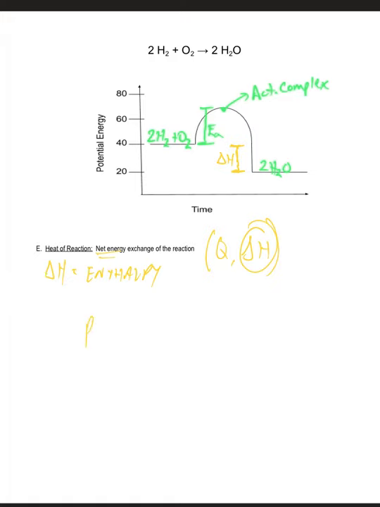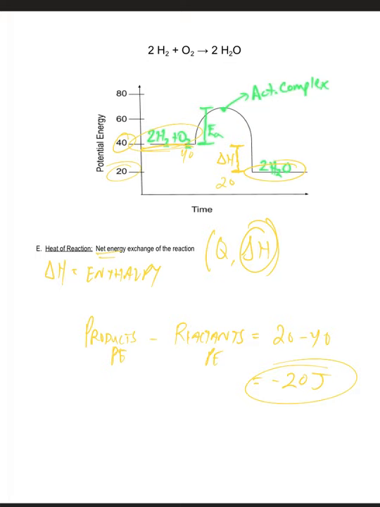And you're always going to want to do your product's potential energy minus your reactant's potential energy, because the sign of the answer that you get will definitely matter, and we'll talk about why that is. And so here we're going to do 20 minus the potential energy of our reactants, which is 40. So 20 minus 40, and we are going to get a negative 20 joules if I were to ask you the overall delta H, or heat of reaction of this particular reaction.